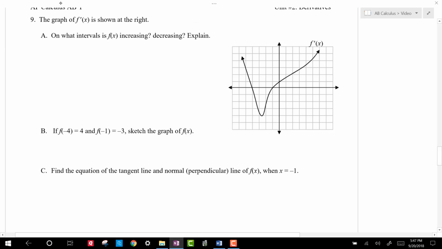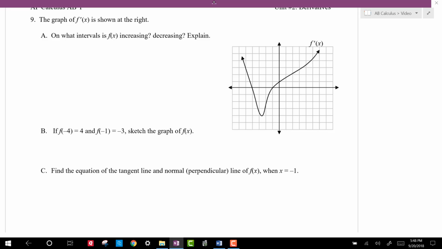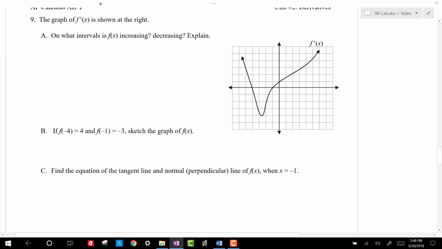The graph of f prime is shown to the right. On what intervals is f of x increasing and decreasing? Now, here's the thing again. If f is increasing, that means my derivative is positive. So because my derivative is positive here and positive here, f must be increasing on those intervals. So f prime greater than 0 implies f increasing. F prime less than 0 implies f decreasing.